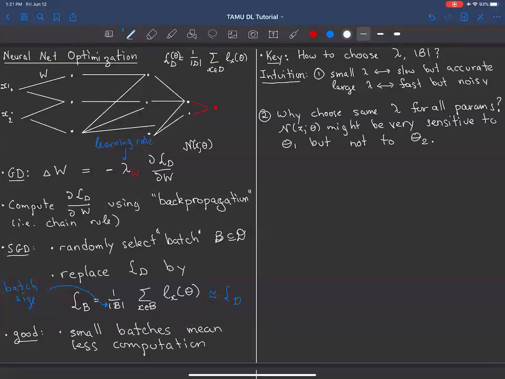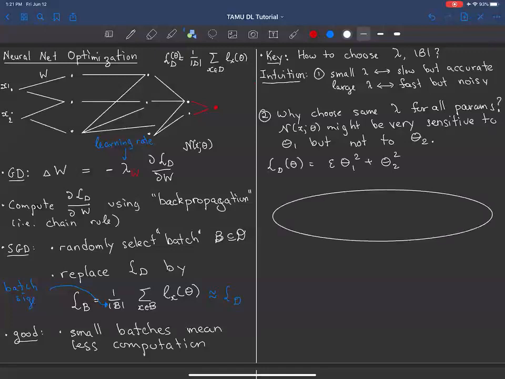But let me just give a cartoon illustration of why you might care. So imagine that the loss function L_D of theta roughly looks like this: epsilon theta 1 squared plus theta 2 squared. There are just two parameters, theta 1 and theta 2, and I've taken a small constant in front of one of the terms. So this is a very simple loss. It's convex, and in fact, its level sets are just elongated ellipses. The optimum is here, theta star equals 0. That's, of course, the global minimum of the loss.